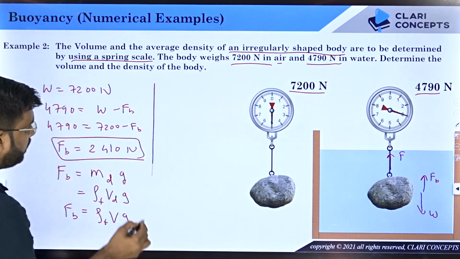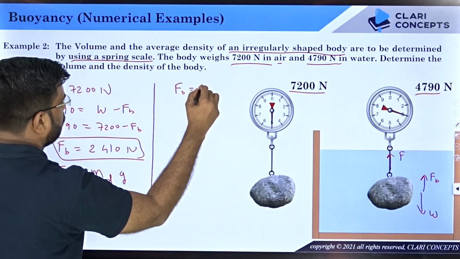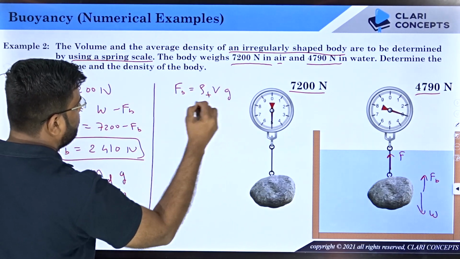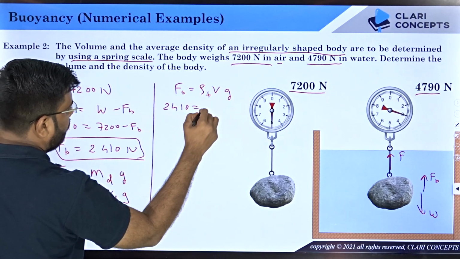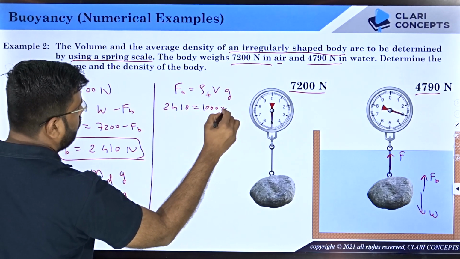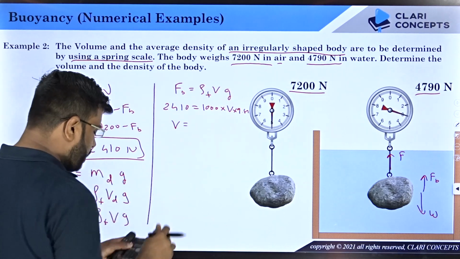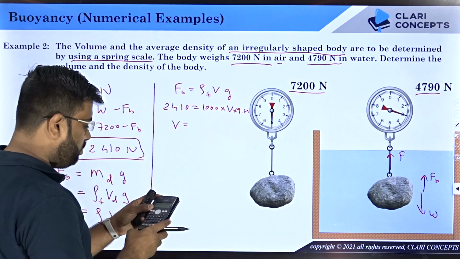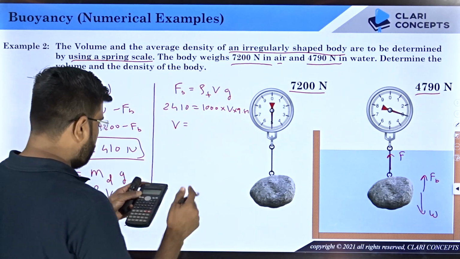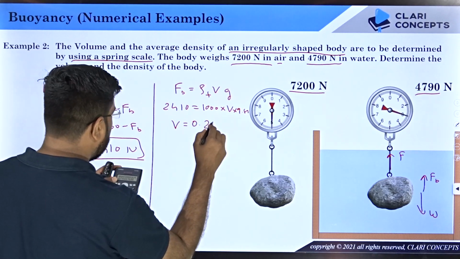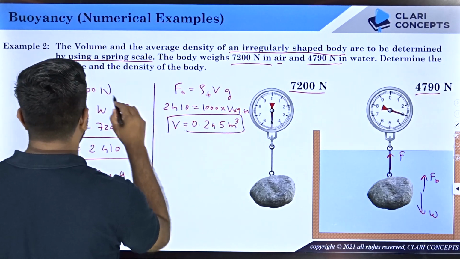So now I know all the values. FB equals rho of fluid times volume times g. FB is 2,410. Density of the fluid is 1,000, that is water. Volume is not known to me and g is 9.81. So what is volume? Calculate the volume. The volume is 0.245 meters cube. Answer 1. You found the volume.